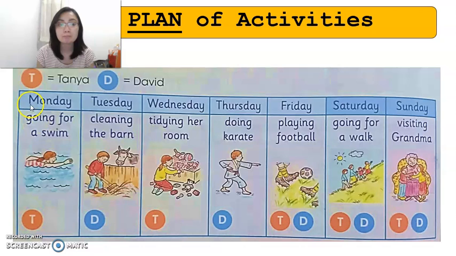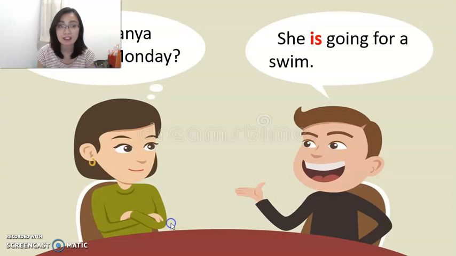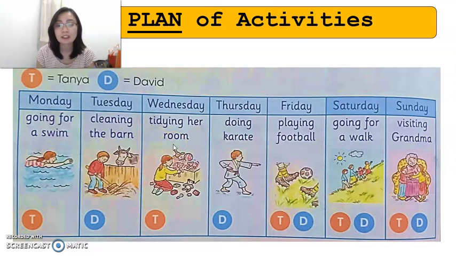So, Monday, Tanya is going for a swim. Tuesday, it's for David that will be cleaning the barn. Wednesday, it's for Tanya to tidy up or tidying her room. While Thursday, it's for David for karate time. Friday, both of them will be playing football. Saturday, both of them will be going for a walk. And Sunday, they will be visiting Grandma.